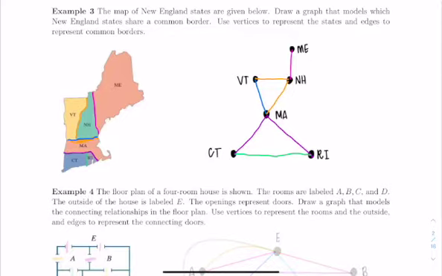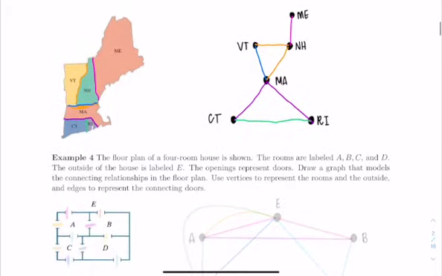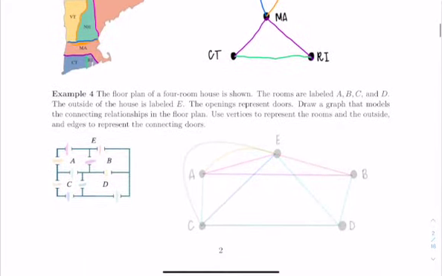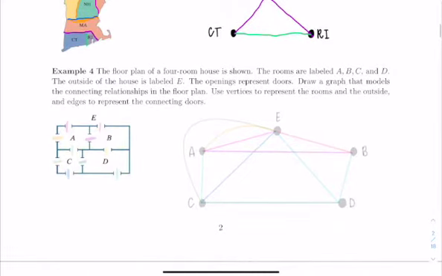Let's look at another one. The floor plan of a 4-room house is shown. The rooms are labeled A, B, C, and D. The outside of the house is labeled E. The openings represent doors. Draw a graph that models the connecting relationships in the floor plan. Use vertices to represent the rooms and the outside, and edges to represent the connecting doors.